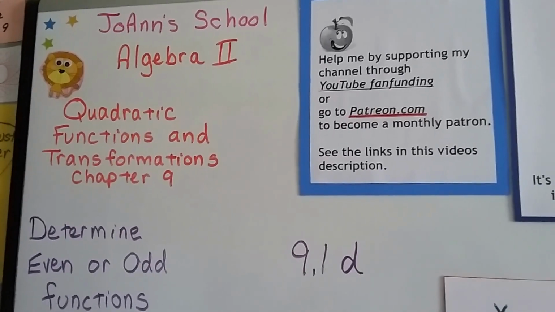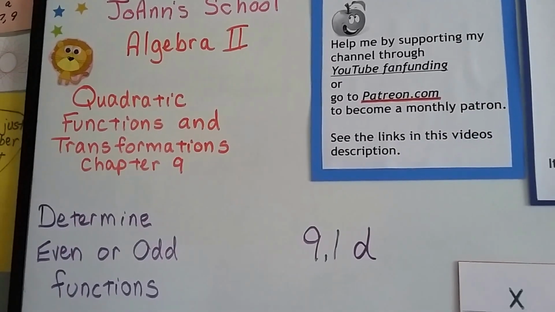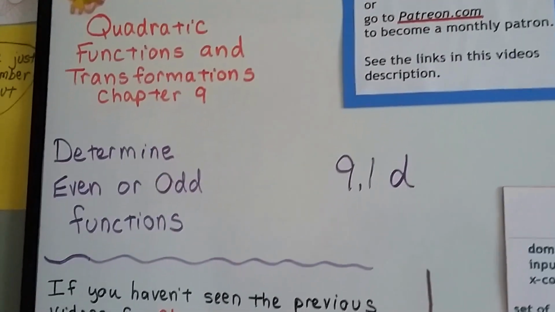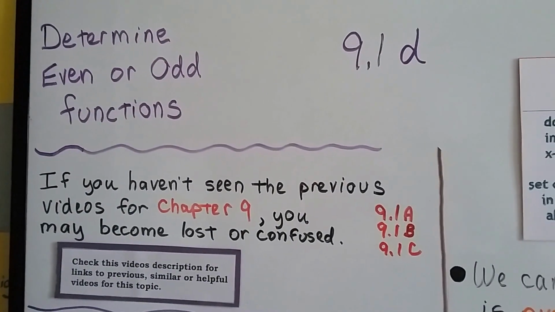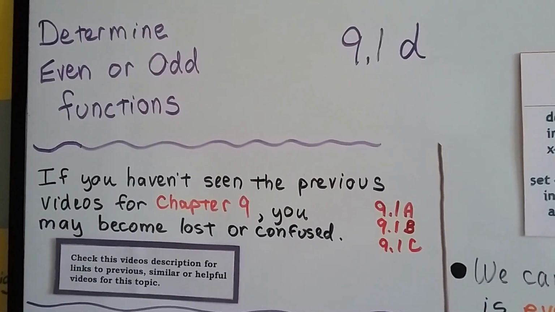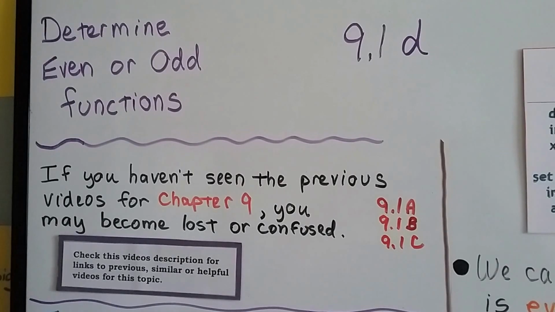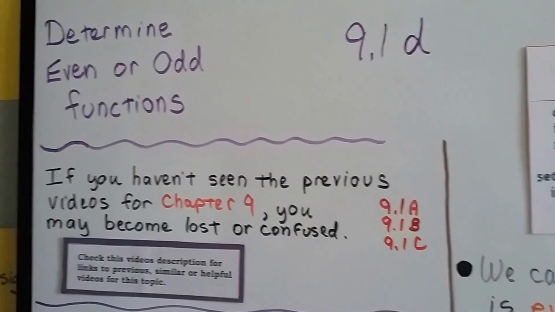We're in Algebra II, 9.1d, and we're going to determine even or odd functions. If you haven't seen the 3 previous videos for Chapter 9 that we've done so far and you get lost or confused, go into this description and click on the links and figure out where you got lost, okay? And then come back to this one.